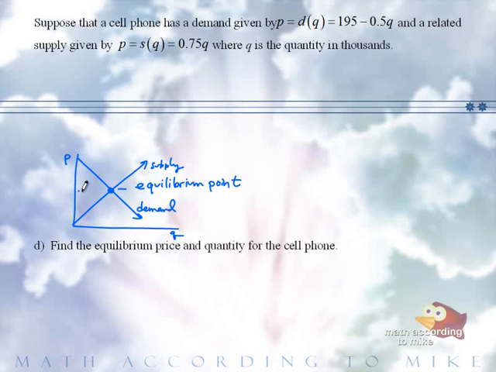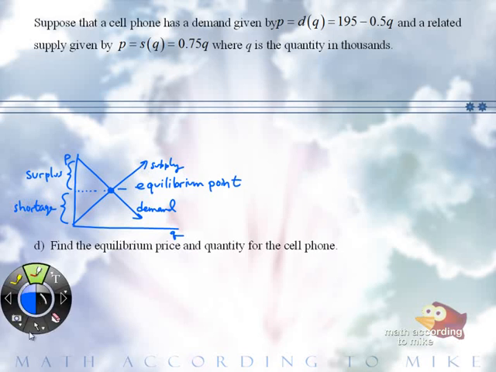Anything above this equilibrium point, as we discussed, is a surplus, meaning the producer has too many. Anything below is a shortage. The producer does not have enough.